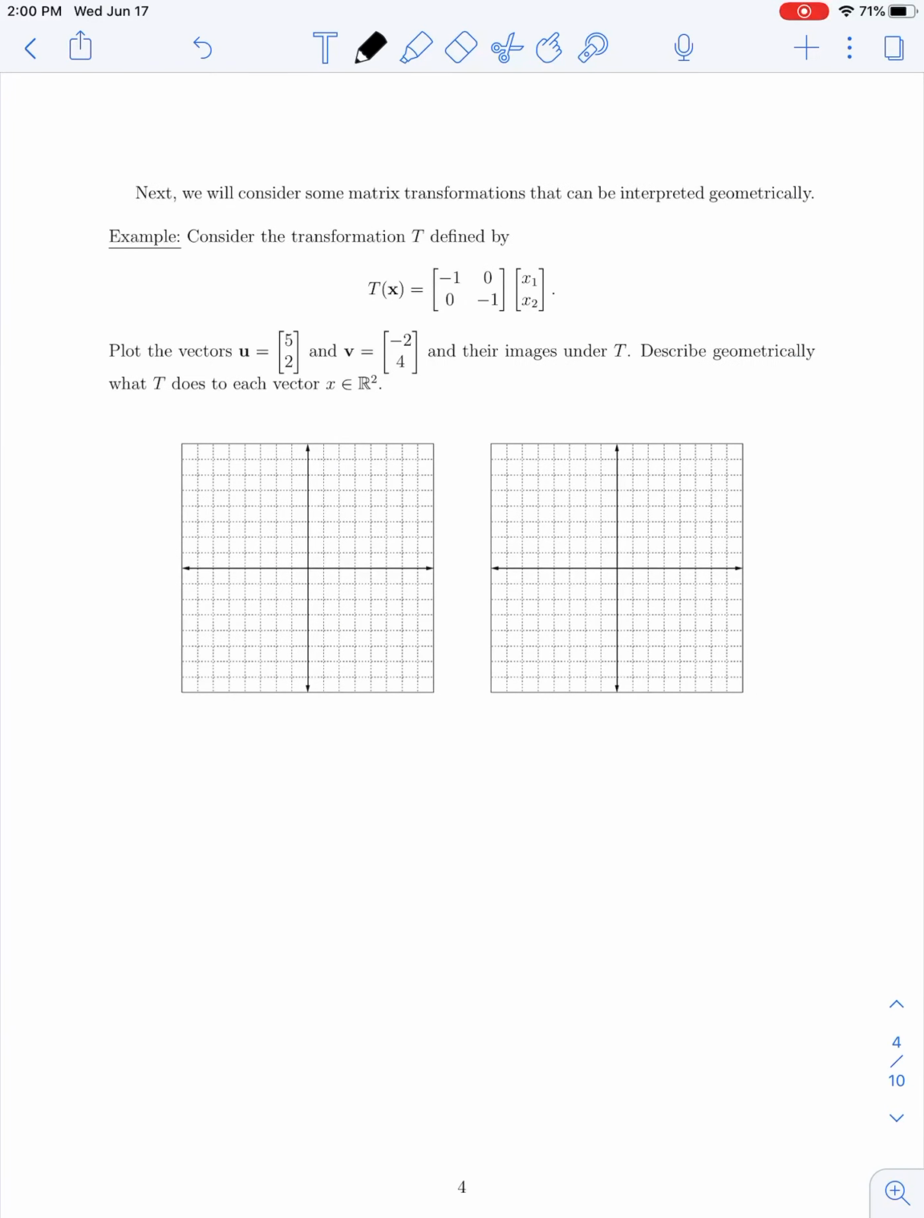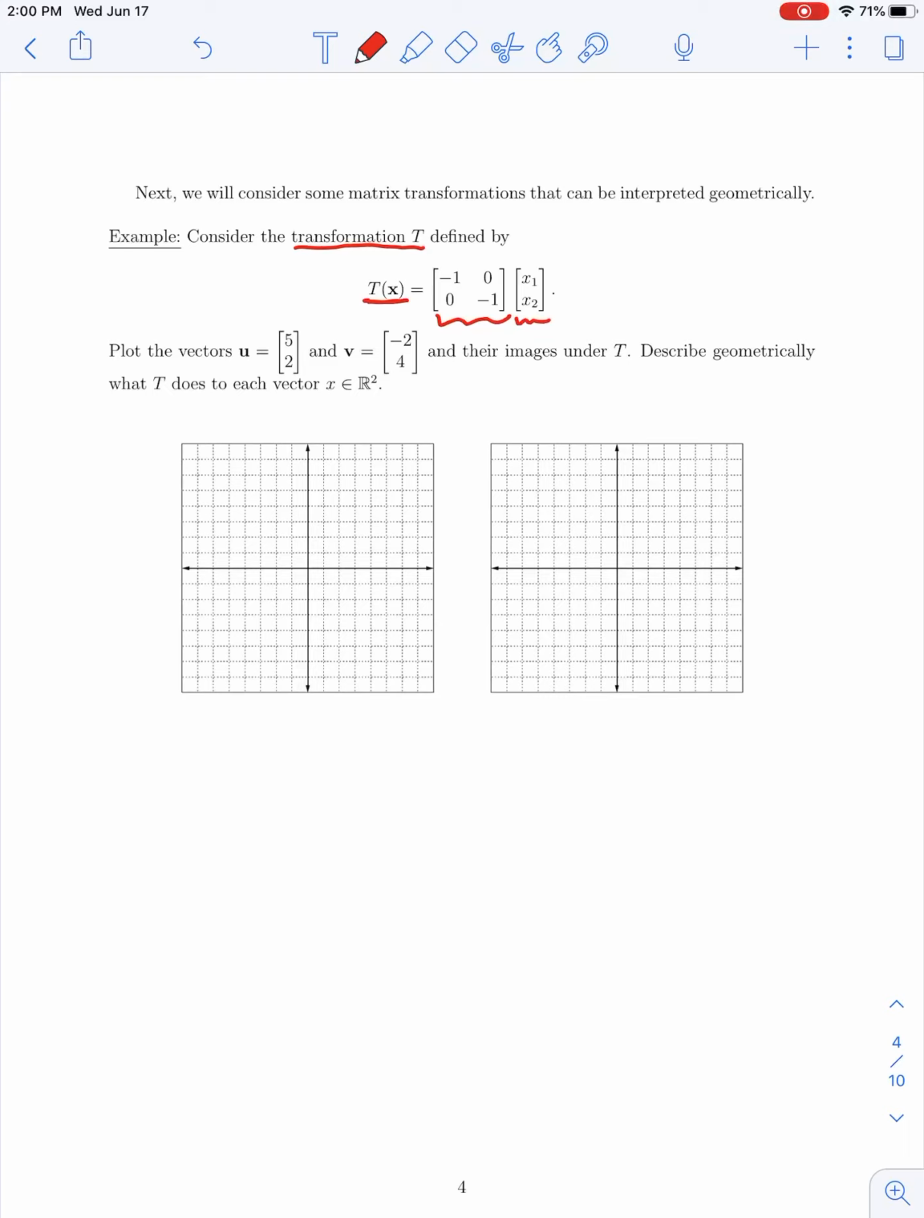So in our next examples, we're going to start considering how certain matrix transformations can be interpreted geometrically. This is particularly easy if we're considering vectors in R2, or vectors in the plane. So let's suppose that we have a transformation T, which is defined as T of x is equal to the matrix -1, 0, 0, -1, times a two-dimensional vector whose components are x1, x2.